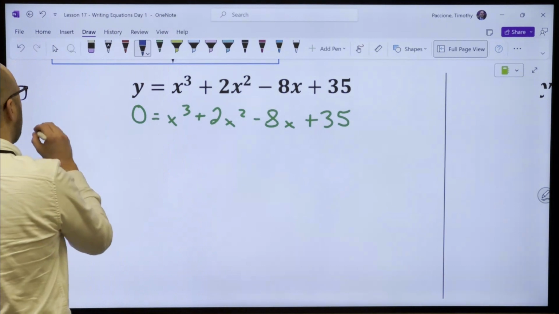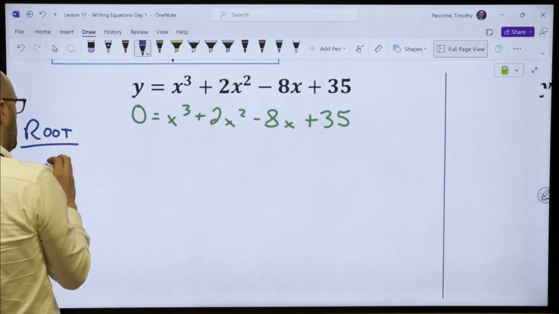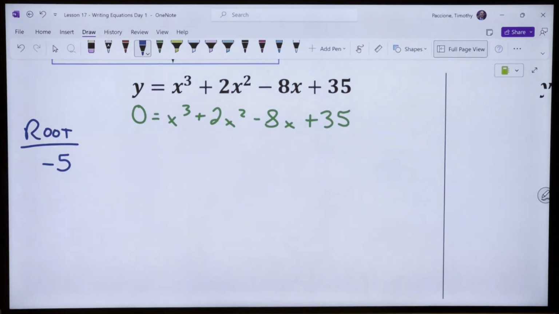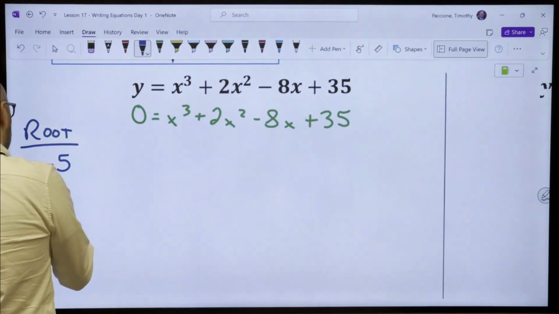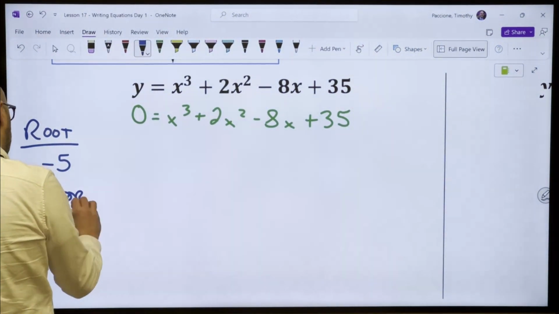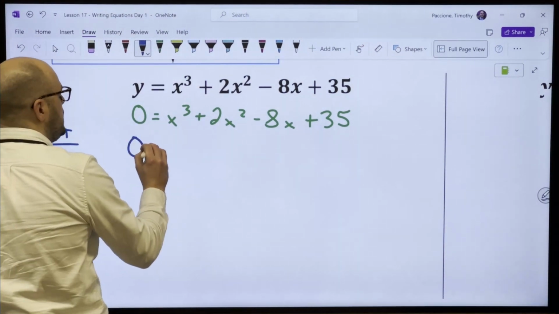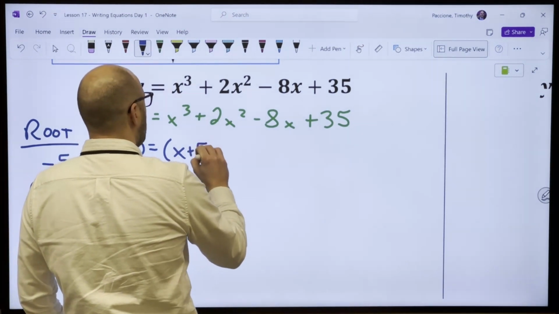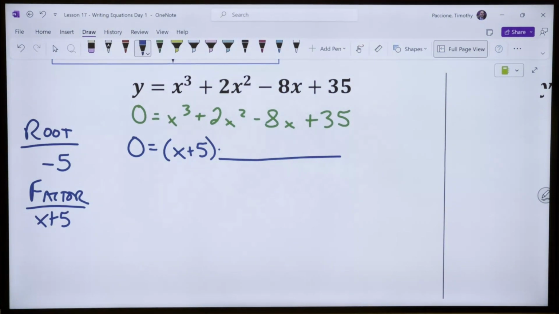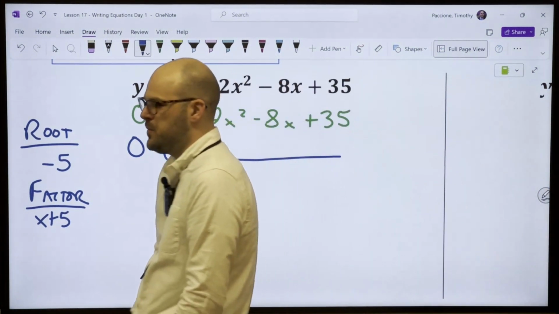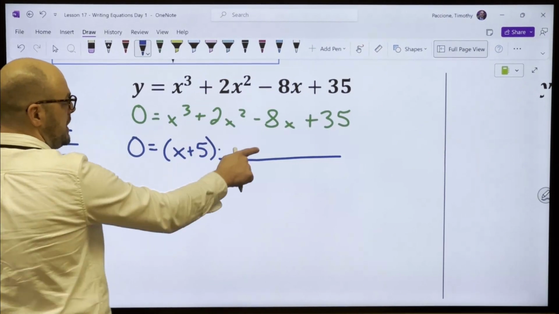Why? Like if I know I have a root of, what is it? -5. What else do I know? Yes, I have a factor of x plus 5, which means that this is actually 0 equals x plus 5 times something. That's what a factor is, right? So how do we find the something? By doing synthetic division. I divide this by this, and I'll get this, right?